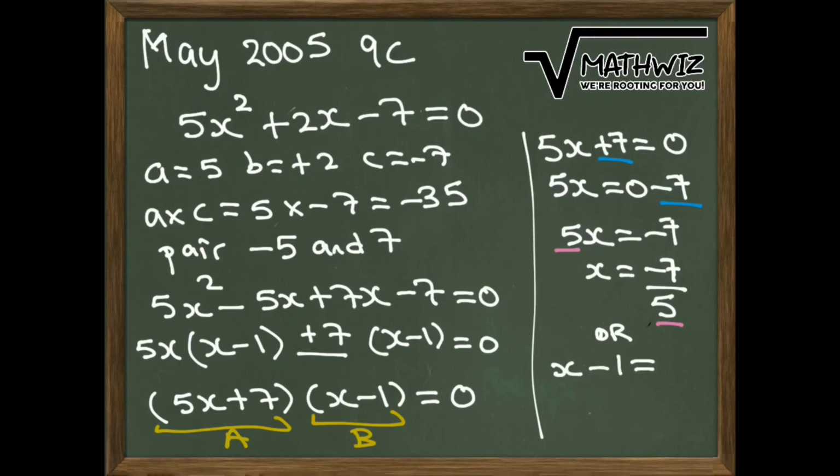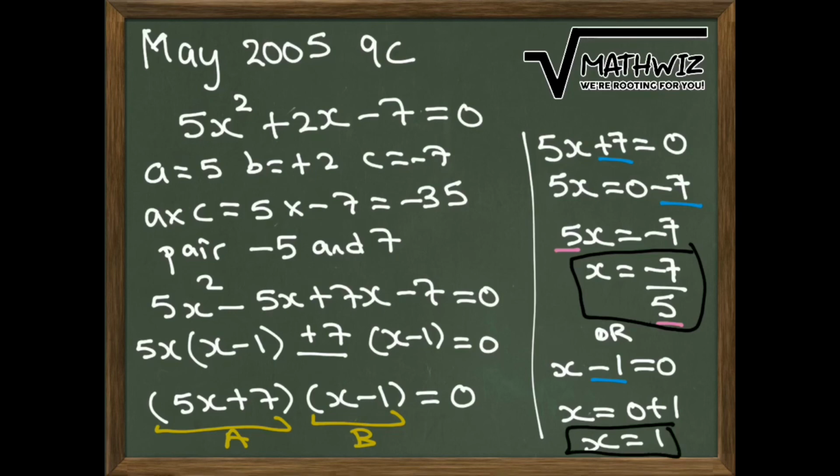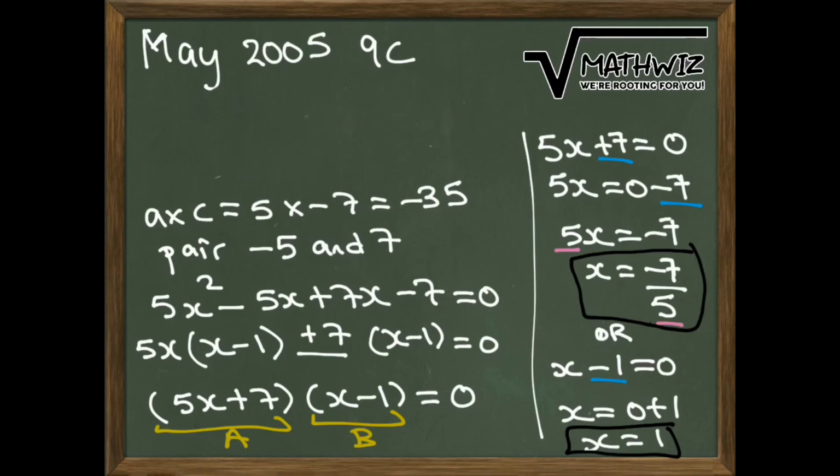Or x minus 1 is equal to 0. So this minus 1, when we take it across, is going to become 0 plus 1. So x is just 1. So your two answers, x equal minus 7 over 5 and x equal to 1. So remember, for all your quadratics, you will have two answers at all times. Right? So your answer, you would say x equal 1 or x equal minus 7 over 5.